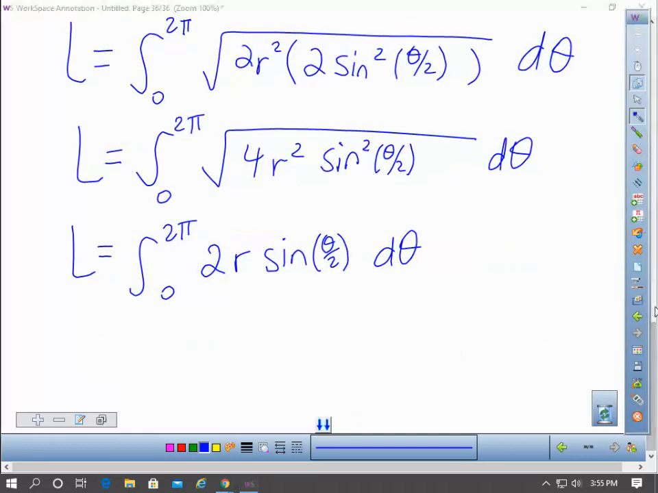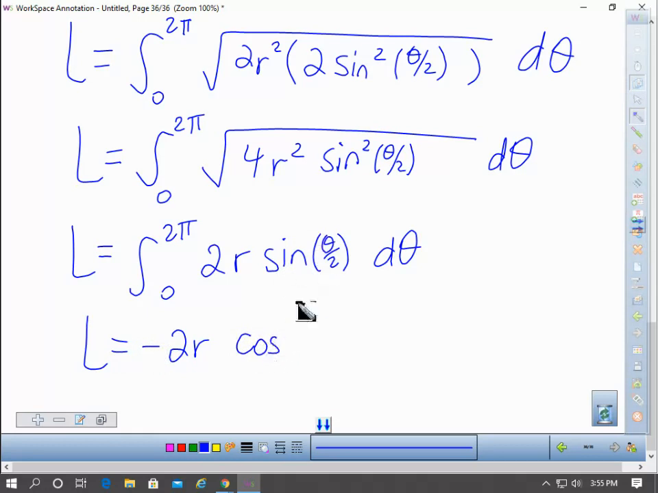So now we need our antiderivative of this. Remember, 2r is just a number, so I'm going to keep my coefficient. I need the antiderivative of sine. The antiderivative of sine is negative cosine, so this will be negative cosine, and my angle is theta over 2. Now remember, when you take the derivative of this, you're going to multiply by 1/2. So since I'm integrating, I need to multiply by 2.